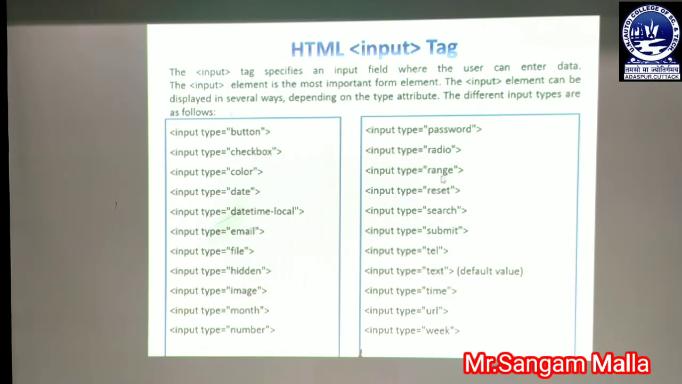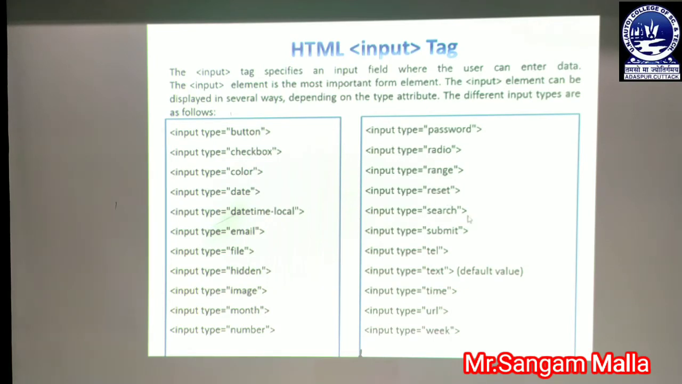Similarly, if we want to specify a range, let's say you have seen the Flipkart or Amazon app where the pricing is a range from 0 to this much, 10,000 to this much and so on. If we are interested in a range, we can give input type equal to range. We can also give a reset button. You must have encountered a reset button in a form in most cases. If we are interested in giving a reset button to clear all the data from that form, we can type input type equal to reset.